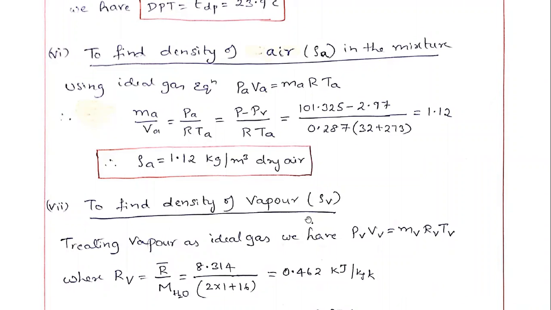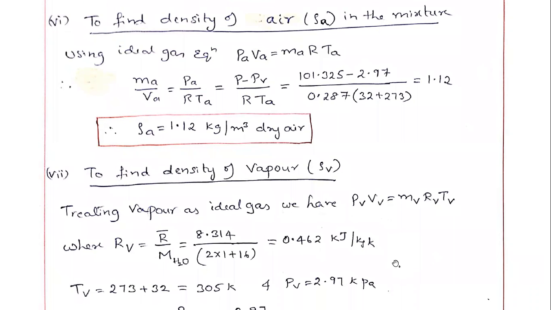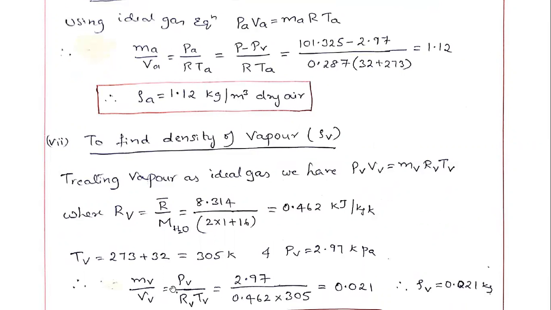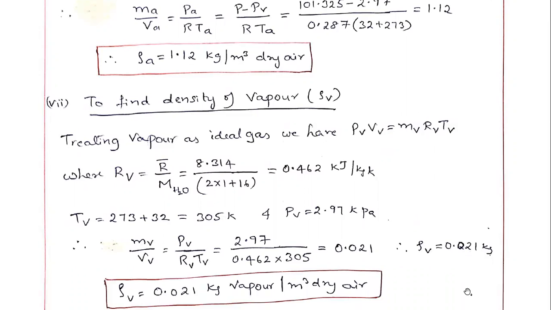Next, we'll find out the density of the vapor. To find the density of vapor, again substitute in the ideal gas equation. Whenever we go for the ideal gas equation, we need the value of Rv. If it is Ra, air, it is 287. But here for the vapor, to find the vapor gas constant, it is 8.314 kilojoules per kg Kelvin divided by the molecular weight of the vapor, which is water. So this is taken as 2 into 1 plus 16. So we will get Rv as 0.462. Then the temperature is the dry bulb temperature in terms of Kelvin, and Pv is the vapor pressure. Substitute, and we'll get the density, mass by volume. So the vapor density is obtained as 0.021.